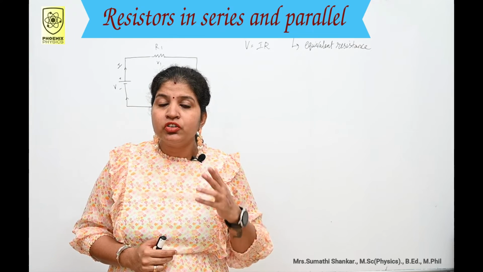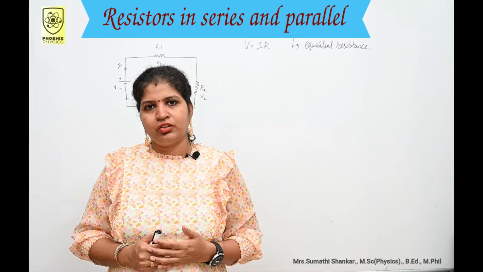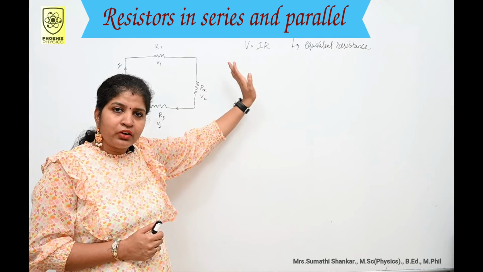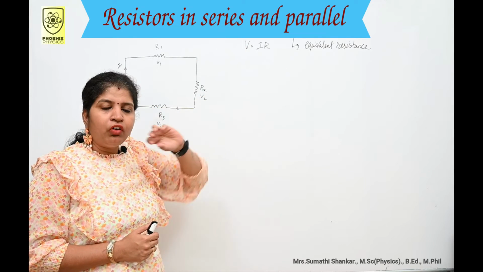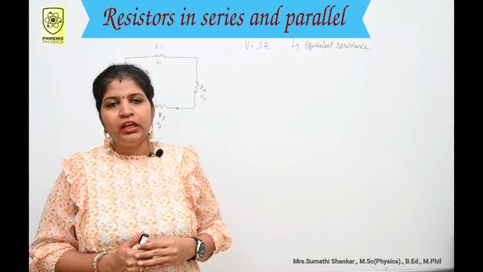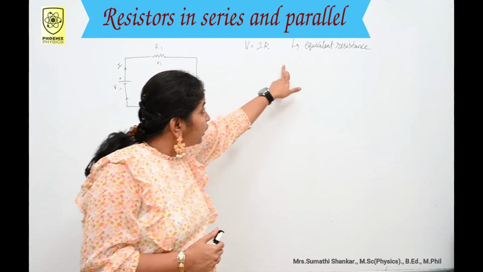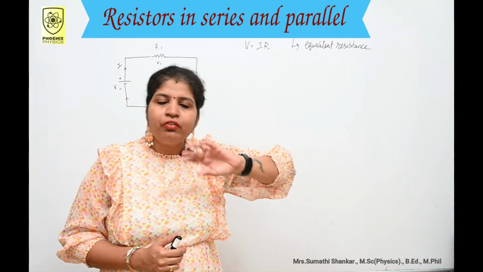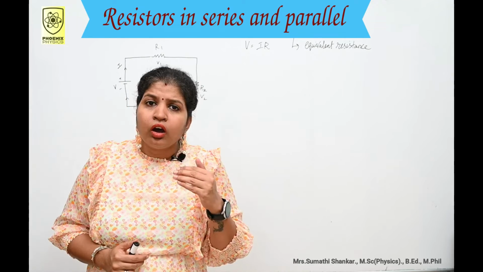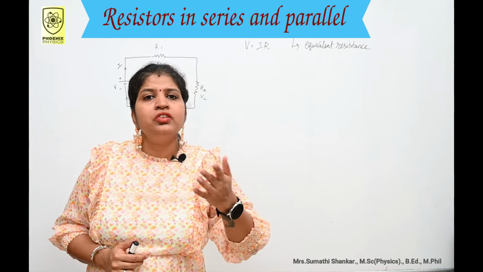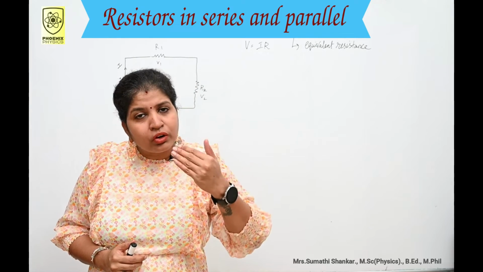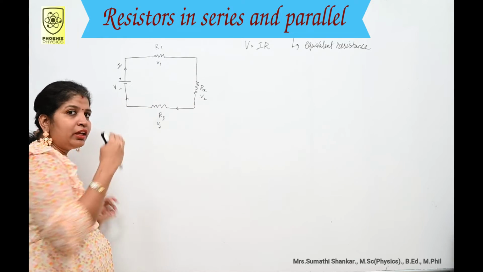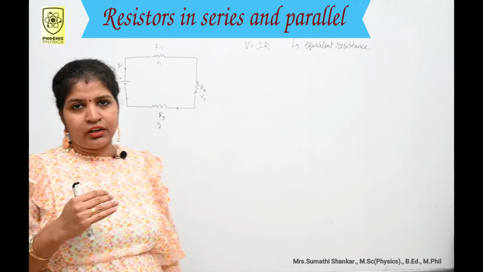There are two methods of joining these resistors. One is resistors in series, another one is resistors in parallel. For each type of circuit, we can calculate equivalent resistance produced by a group of individual resistors. How do you construct resistors in series? When two or more resistors are connected end to end, they are said to be in series connection.